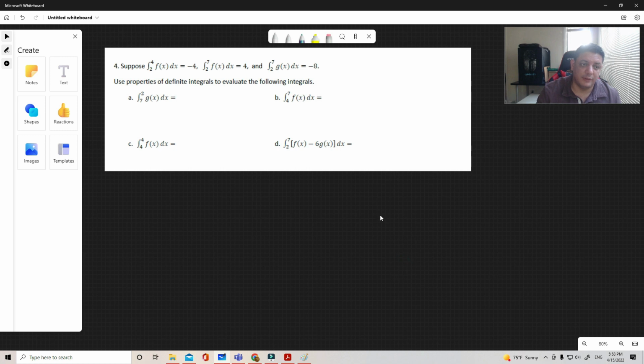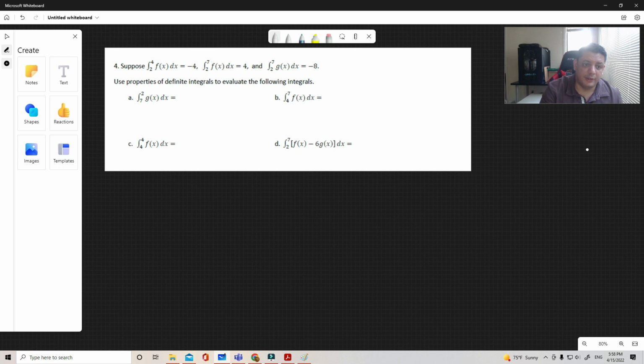We have the integral of f of x from 2 to 4, and that's going to be minus 4. And we have that the integral from 2 to 7 of f of x is going to be 4. And that the integral from 2 to 7 of g of x is going to be minus 8. Using the properties, we'll find out the following integrals.